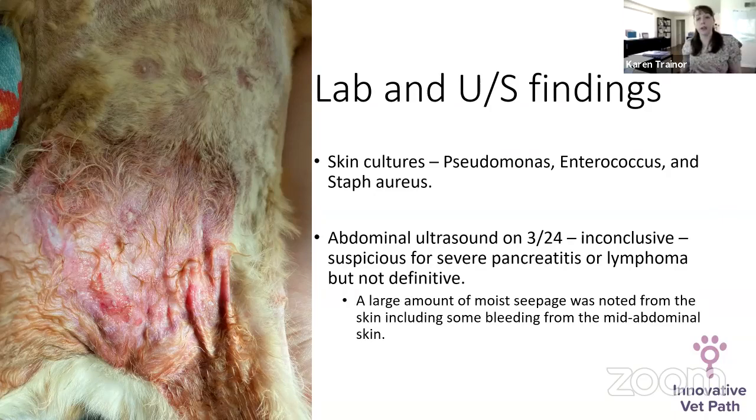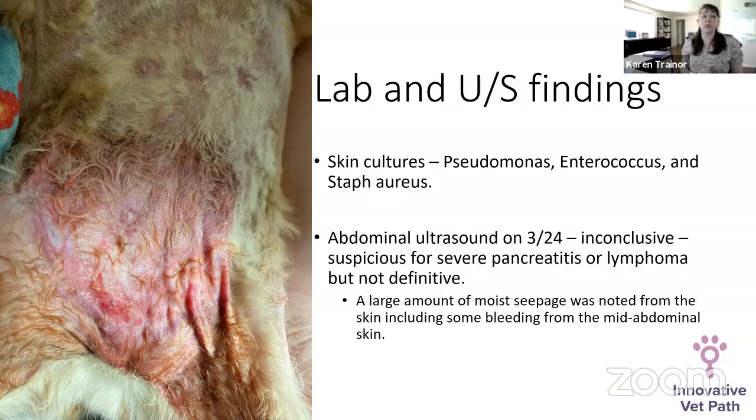And this is an older cat. So it seemed prudent at the time to recommend abdominal ultrasound, and that was performed on the 24th of March. And those findings were inconclusive, which can often be the case. They were suspicious that perhaps maybe there was some severe pancreatitis or lymphoma, but it really wasn't definitive.